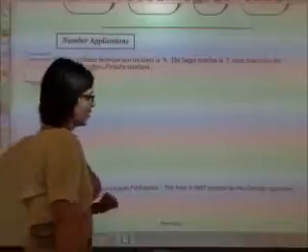So, look at the first example. The difference between 2 numbers is 9. The large number is 3 more than twice the smaller number. Find the numbers. I don't know what the numbers are, but I do know that one is bigger than the other. Those are my unknowns. Give me a variable. A and B.